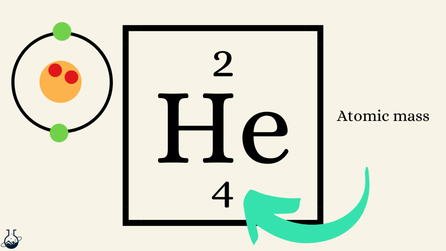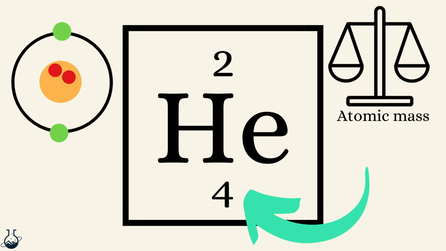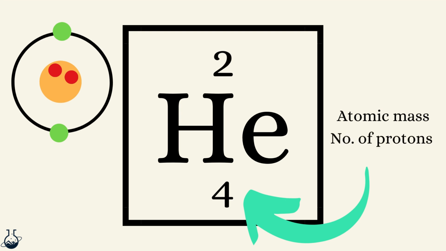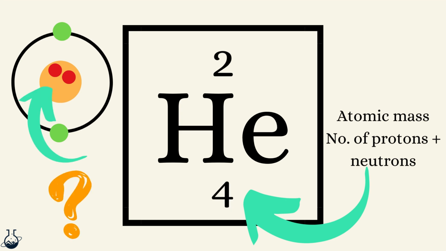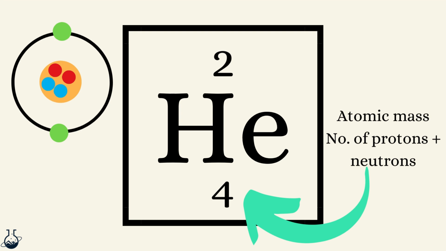The larger number is the atomic mass, aka how heavy an atom is. It's the number of protons plus the number of neutrons within the nucleus. For example, helium has an atomic mass of 4. But look at this diagram. It only has 2 protons. How many neutrons should it have? Well, it should have 4 particles in that nucleus. So I need to add 2 neutrons.